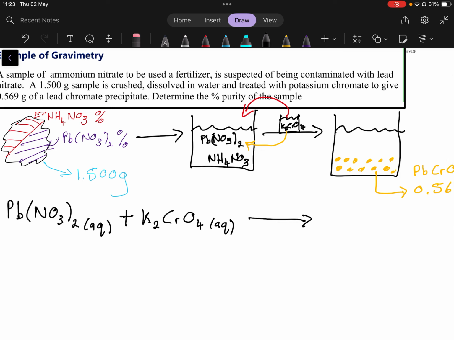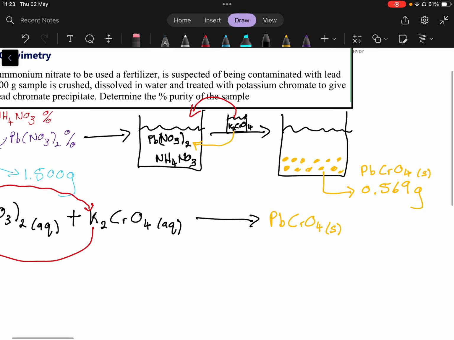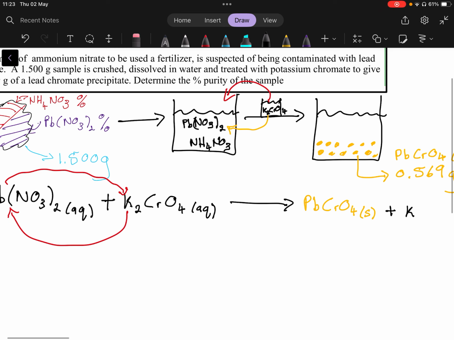So it's an exchange reaction, right? The exchange reaction tells us that the ions swap. So we can say the lead goes there and the potassium goes there. So lead chromate, we know, forms PbCrO4, and that is the solid that forms. The other thing that forms is potassium nitrate, so potassium NO3.